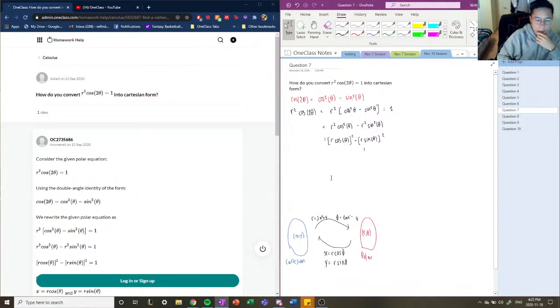Okay, so we have our equations here: x equals r cos theta and y equals r sine theta, right? Here we have r cos theta, so we can say that equals x squared, and we have r sine theta as y, so y squared. So now we have converted r squared cos 2 theta back into its Cartesian form, which is x squared minus y squared. So this equals 1, and now we have x squared minus y squared equals 1 as the Cartesian form.